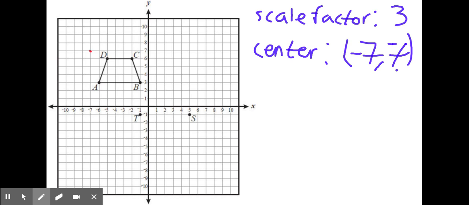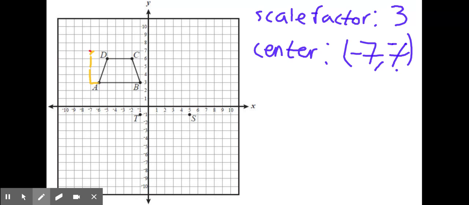And then I am going to start dilating. So basically, a scale factor of 3 means that each point of the pre-image is going to now be 3 times as far away. In order to calculate this, I'm going to find the distance essentially from the center to each of the points on the pre-image. And I'm going to start with A. Now, we don't have to find the actual distance. I don't have to use the Pythagorean theorem or the distance formula. But what I'm going to do is say in order for me to get from the center to A, I have to go down 4 units and to the right 1 unit.